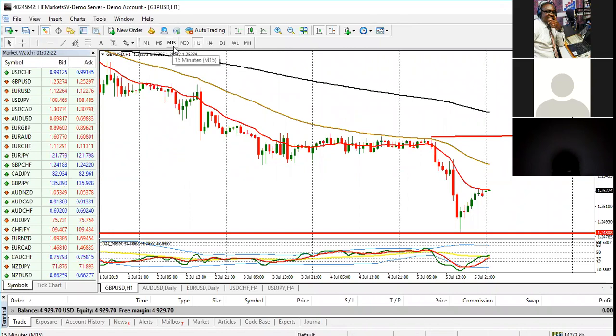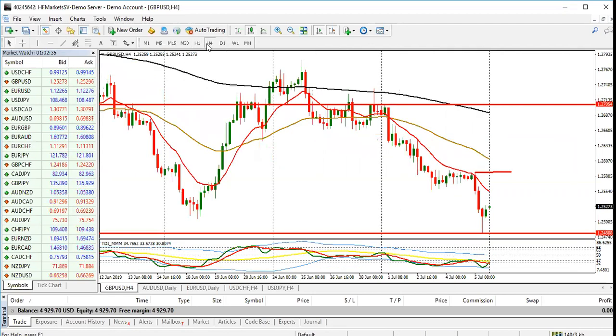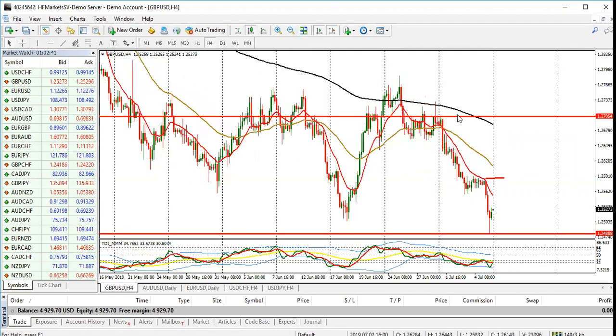Okay, so basically, like I was saying, what we have to do is always look for the high and the low of the previous week very quickly. The high and the low of the previous week, and that's what we're looking out for.